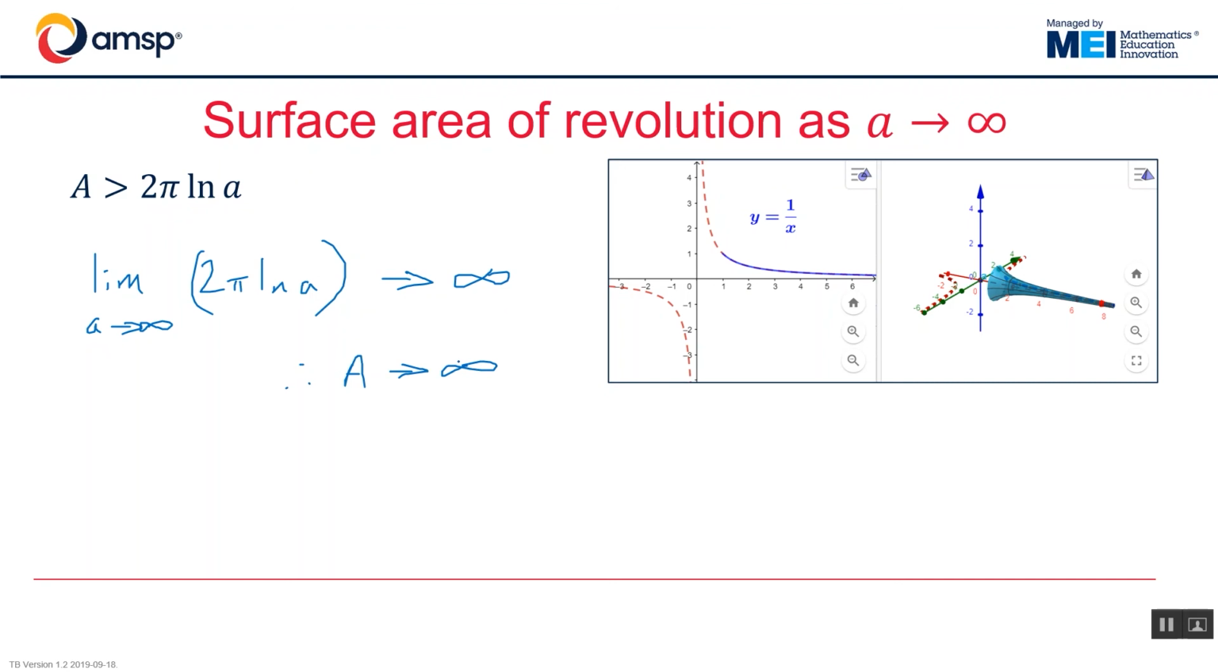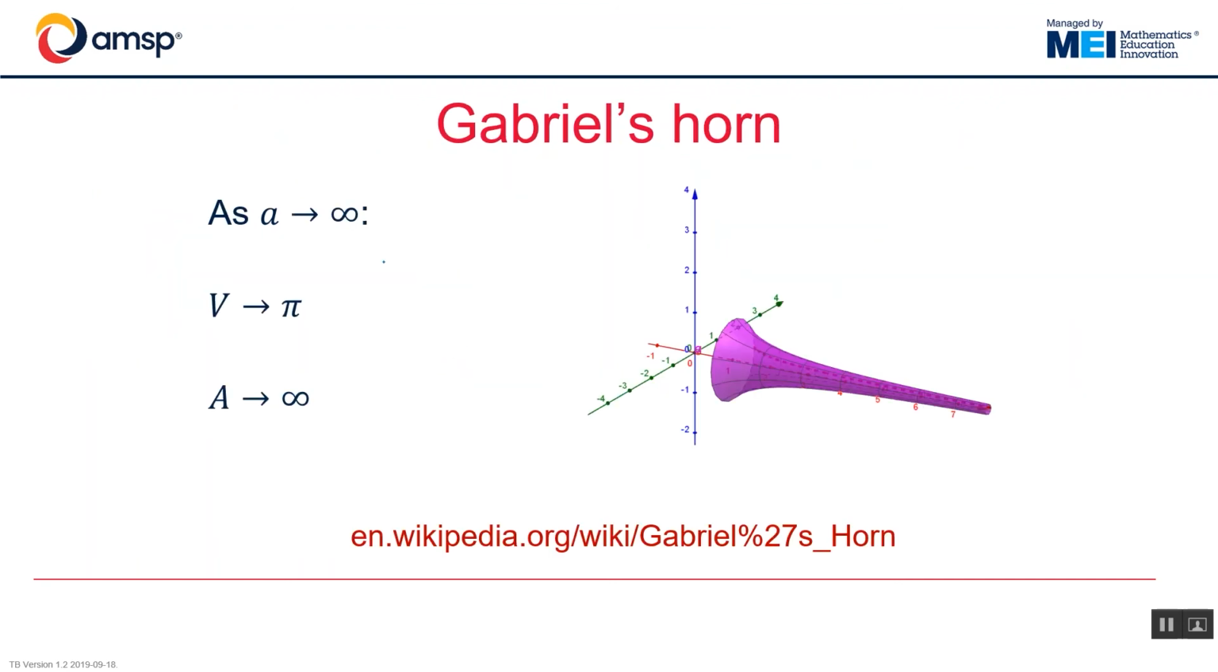All of which gives us a very surprising result, which says that as a tends to infinity, the volume tends to pi and the surface area tends to infinity. What that means in practice is we've created a shape where the volume is finite and the surface area is infinite. That means we could fill it with a finite amount of paint, but we couldn't paint it. Which is a very bizarre result.